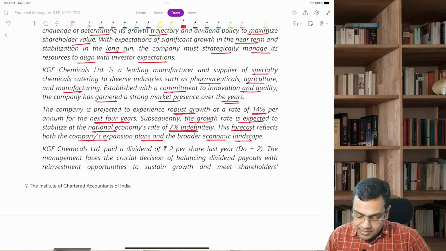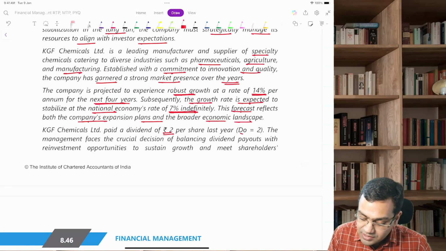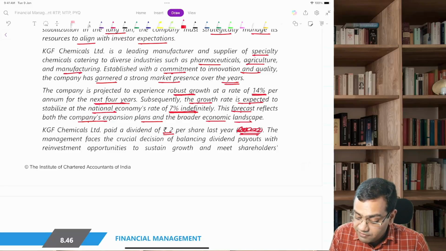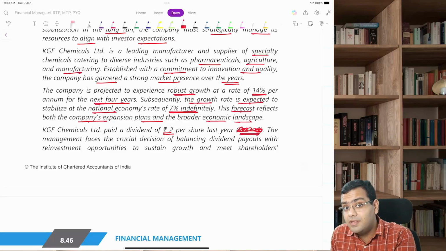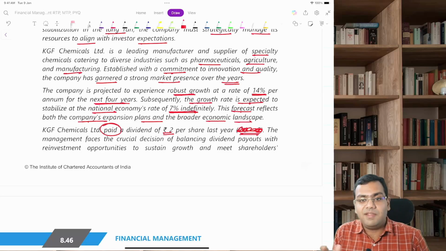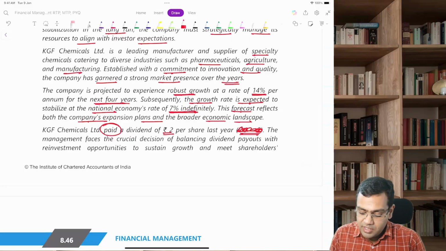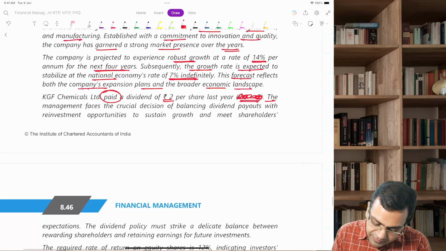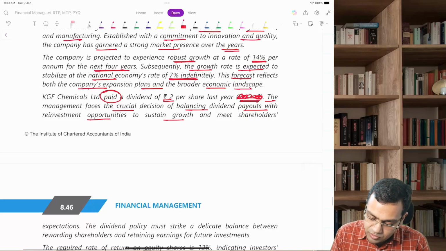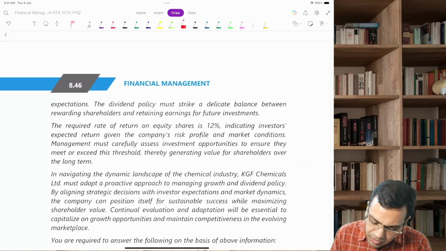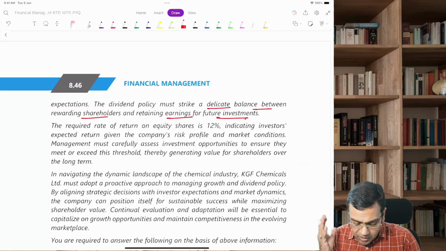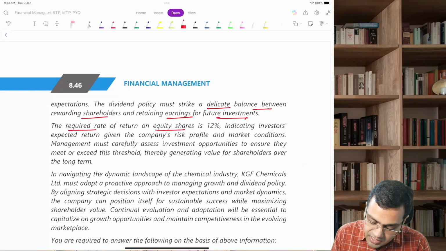KGF Chemicals has paid a dividend of 2 per share, that is D0 is equal to 2. Even if this information is not given to you in the examination, I told you, paid a dividend means it is D0. Had it been written expected dividend, then it is D1. If it is paid a dividend, that means it is your D0. The management faces the crucial decision of balancing the dividend payouts with the reinvestment opportunities to sustain growth and meet the shareholders' expectations. The dividend policy must strike a delicate balance between rewarding the shareholders and retaining the earnings for future investment. Okay. The required rate of return on equity shares is 12%.